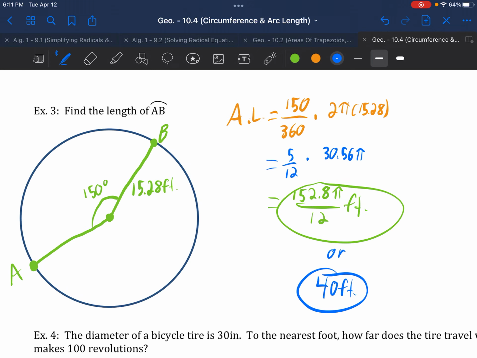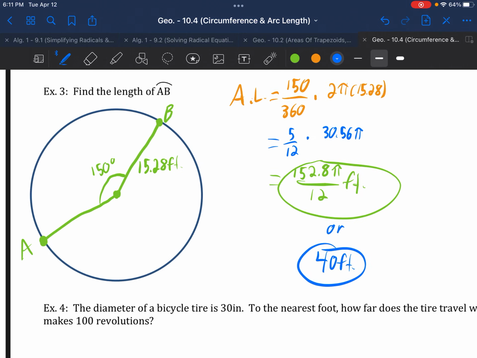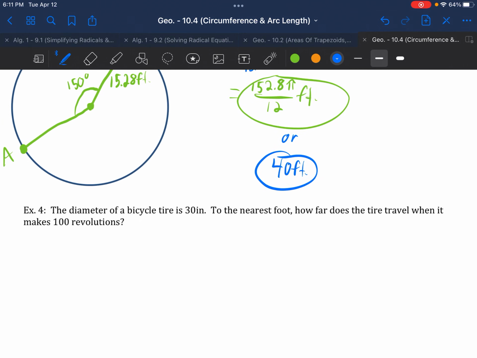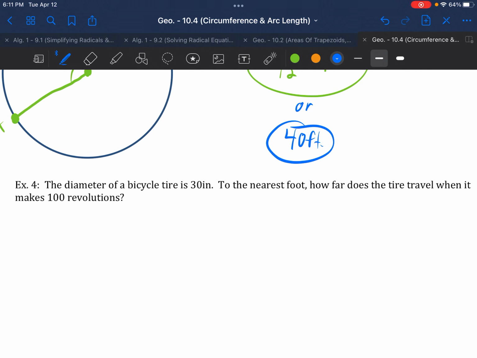Let's move on to example 4, a word problem. Here we're told the diameter of a bicycle tire is 30 inches. We want to know to the nearest foot, how far does the tire travel when it makes 100 revolutions? Well, one revolution would be the tire going around a full time. So if we have a tire, one revolution would be going a full turn. That would be the distance around the circle, aka the circumference.